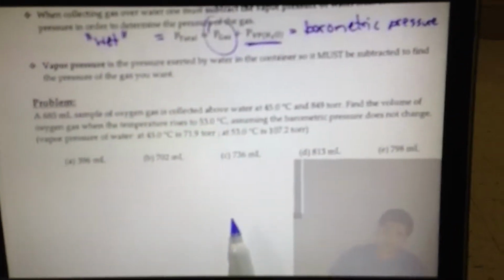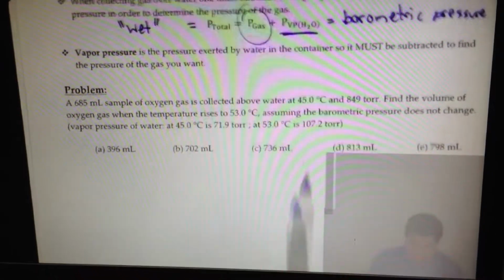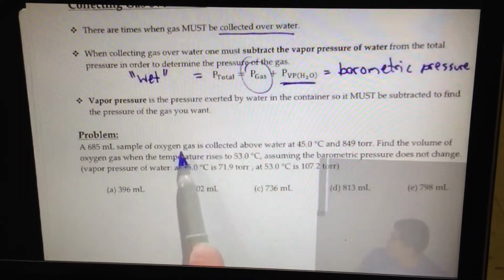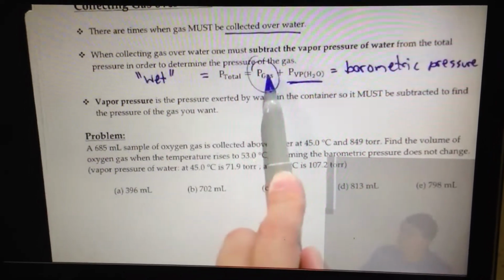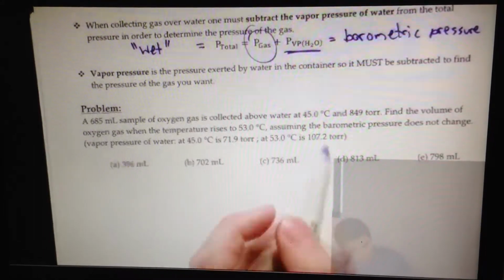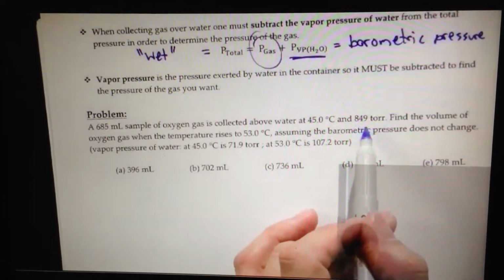Okay, so now you know it's collected over water. So you have to do some kind of subtraction in the beginning to find the pressure of your oxygen gas, right? Because they said you collected the gas over water, so you have to do some subtraction first to find the pressure of O2. All right, so it's collected over water at 45 degrees Celsius and 849 torr.